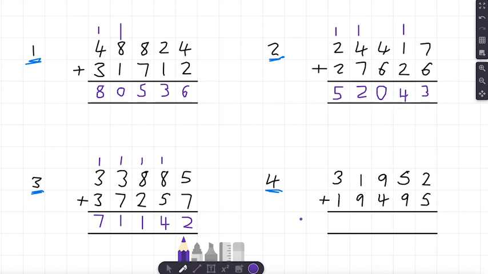71,142. And for question number 4, we have 2 and 5 gives us 7. 5 and 9 gives us 14. 1 and 9 is 10, plus 4 is 14 again, so we have another carry into the thousands column. These two make 10, 1 and 9, and another one gives us 11. So we have another carry into the 10,000s column, and then 1 and 3 and 1 makes 5.